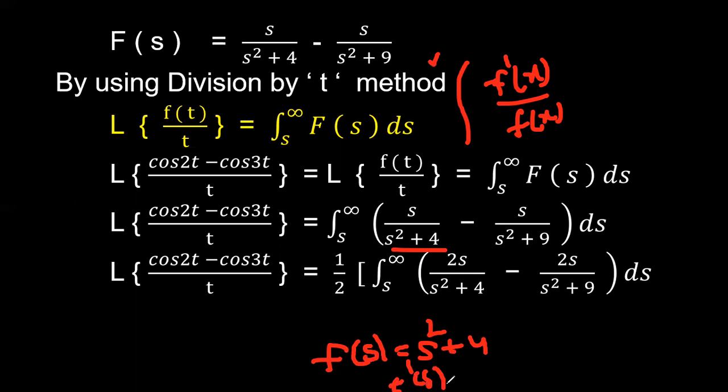F dash s is equal to, so differentiation of s square is nothing but 2s, plus differentiation of 4 is nothing but 0, a constant. Differentiation of s square is nothing but 2s. So finally you got the 2s. But here we'll have the value as only s. We don't have the value as 2 here.